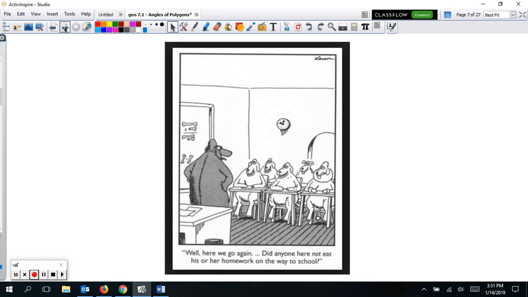So here's a teacher that's talking to the class. Well, here we go again. Did anyone here not eat his or her homework on the way to school? So a classic Far Side cartoon. They're all dogs, and so they're all going to eat their homework apparently on the way to school.